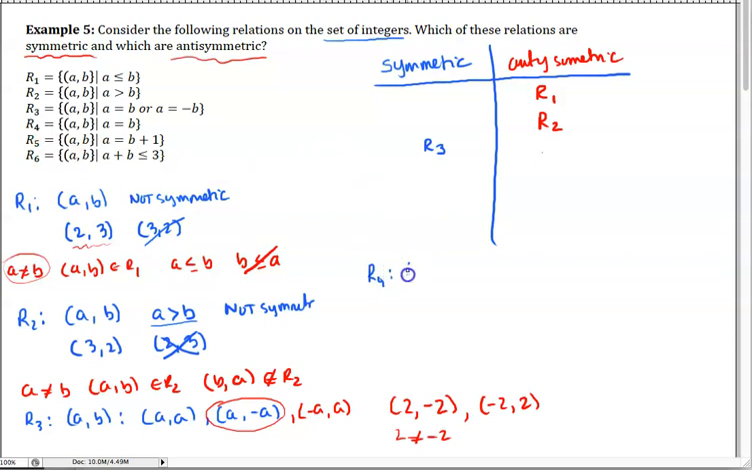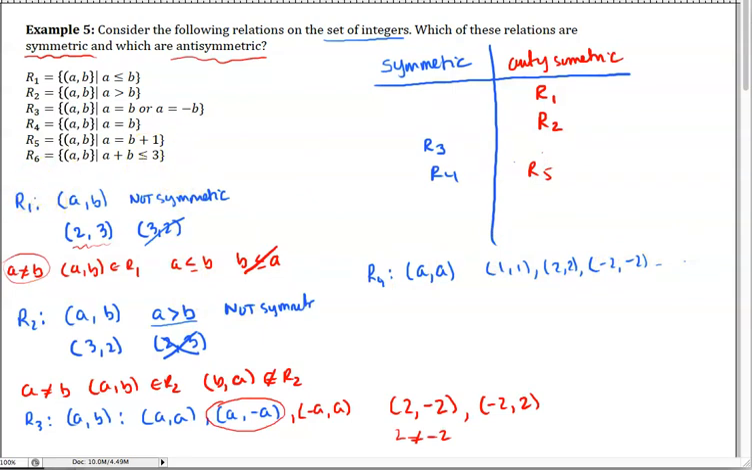R4 is both symmetric and anti-symmetric. R4 is all the points where A is equal to B, so it's only the doubles that appear in there. You're going to have things like 1, 1, 2, 2, -2, -2, and so on. This is both symmetric and anti-symmetric because it doesn't break the anti-symmetry rule.